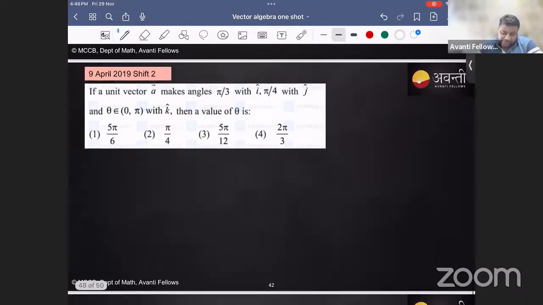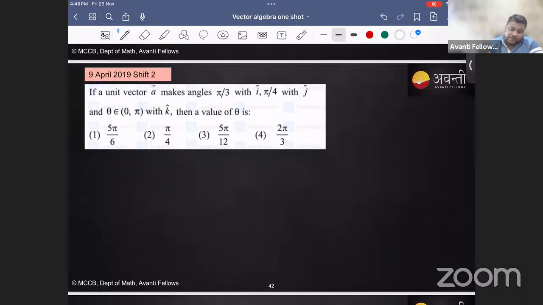Sure. Try this one. If a unit vector A makes angle pi by 3 with i cap, pi by 4 with j cap, and theta with k cap, then the value of theta is? Yes, give it a try. Yes, quickly do.